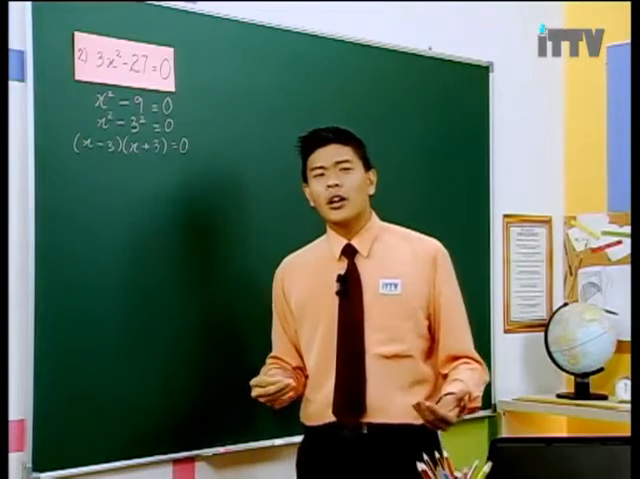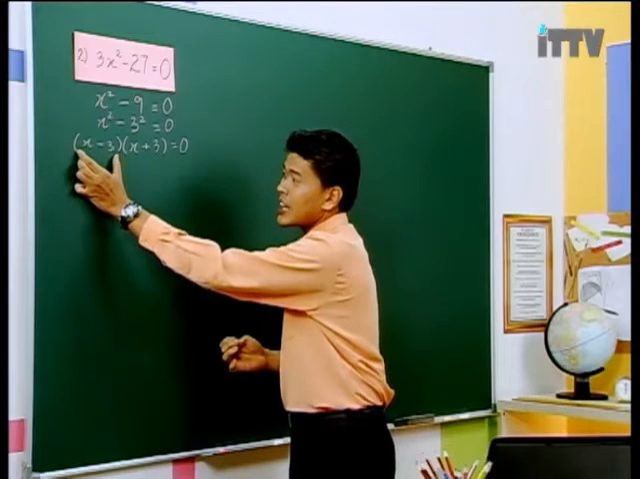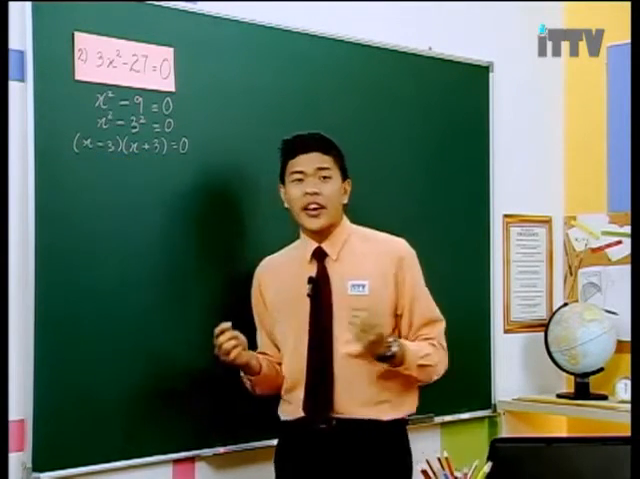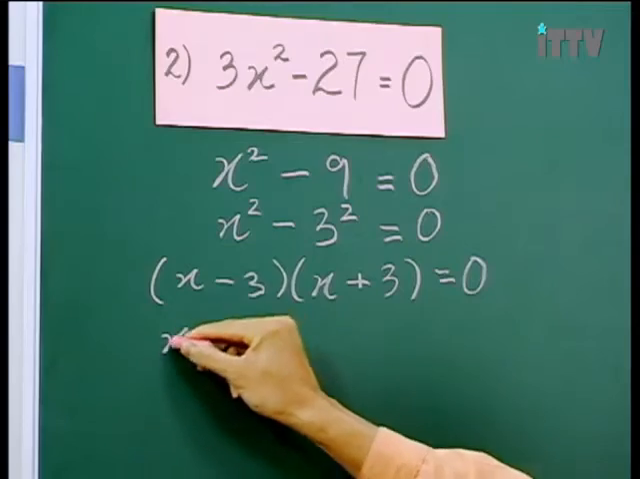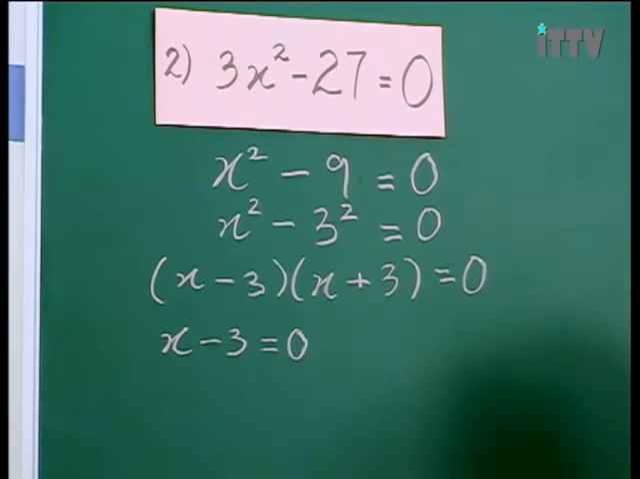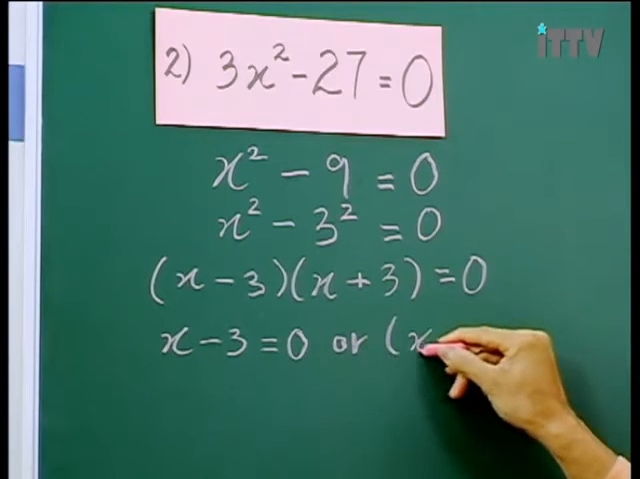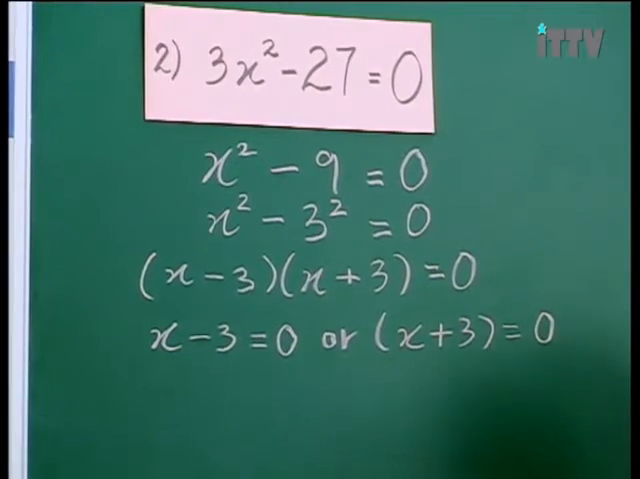In step 4, you have to equate each factor. What are the factors? x minus 3 and x plus 3. So each factor must be equated to 0. So we equate it in our next step, which is step 4. So x minus 3 equals 0 or x plus 3 equals 0.